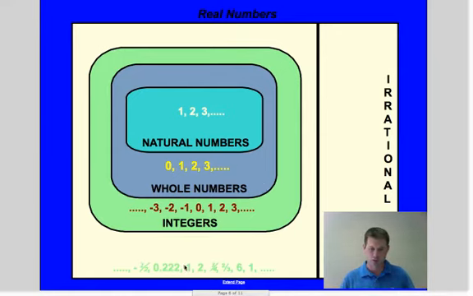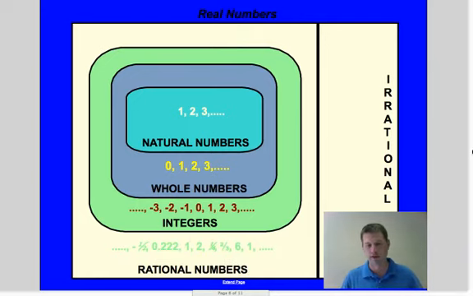The one here is rational numbers. The definition for rational numbers is anything that can be written as a fraction. You're going to say, well, wait a minute, I see some decimals down there. Well, technically 0.222 repeating is 2/9. It's going to be a repeating or a terminating decimal.